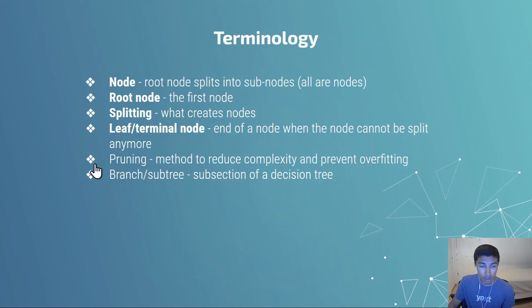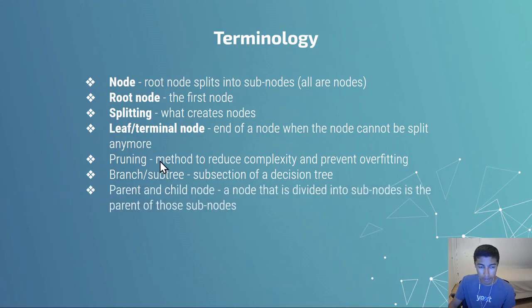Next is a branch or a subtree, which is a subsection of a decision tree. The terms parent and child node refer to a node that is divided into subnodes. That node that is divided is considered the parent of those subnodes. Those subnodes are the children of that parent node.